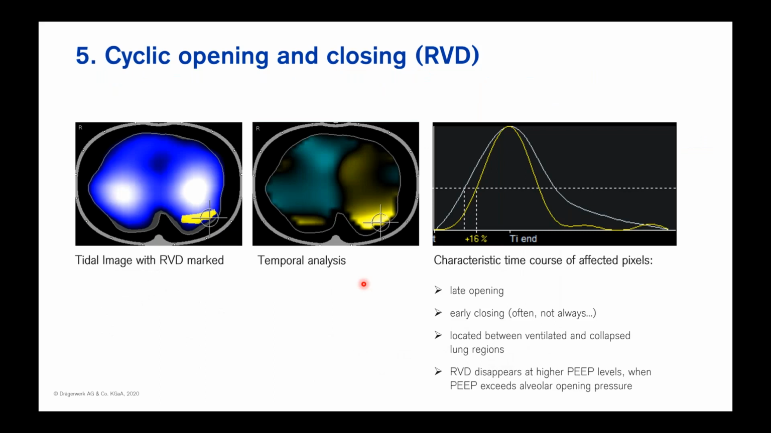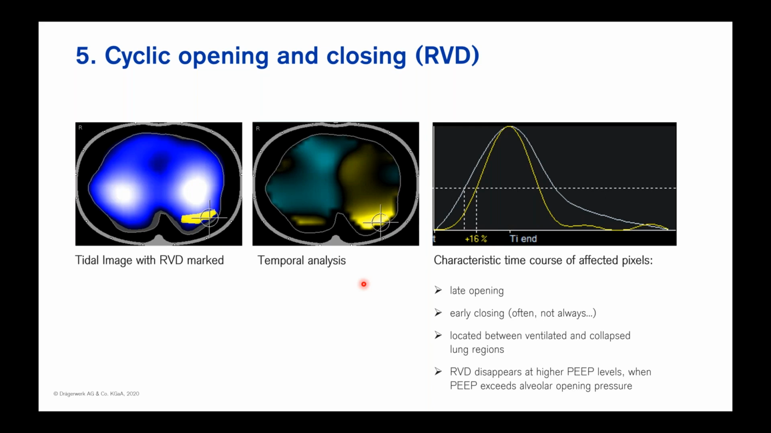Then the next information that we have also implemented into our software is the analysis of the regional ventilation delay, because there was also a paper from 2010 which has described this approach to be suitable for detecting cycling opening and closing in patients with a dorsal collapse.